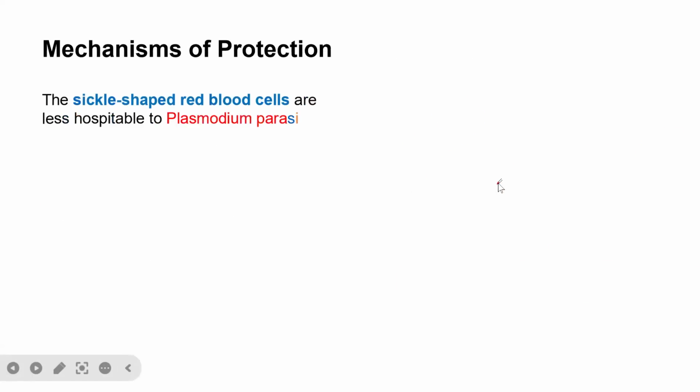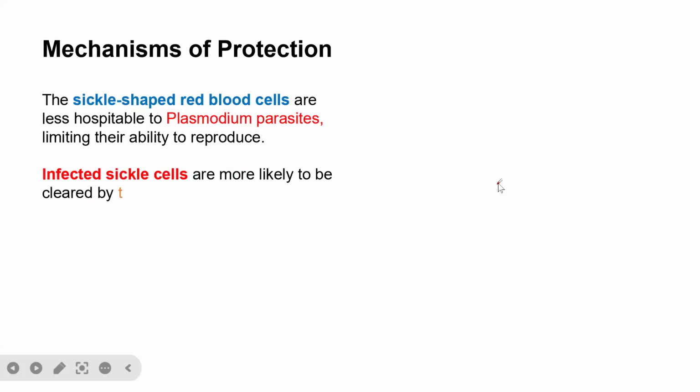So now, what are the mechanisms of protection against malaria? The sickle cell shaped red blood cells are less hospitable to the Plasmodium parasite, limiting their ability to reproduce. Because the sickle-shaped red blood cell is not a good home to accommodate the Plasmodium parasite, it cannot complete its life cycle. As a result, the parasite cannot reproduce.